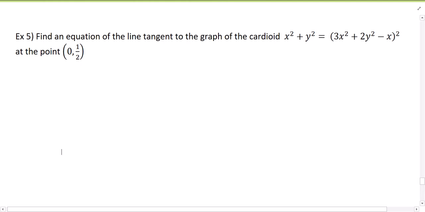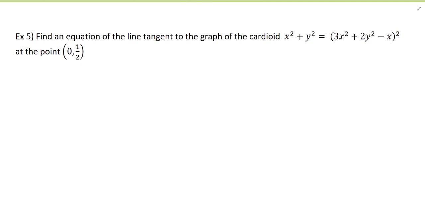Hi there, in this video we're going to continue our discussion of implicit differentiation, so we'll continue with two more examples. This is part 3 of that video series. So our example here: find an equation of the line tangent to the graph of the cardioid x squared plus y squared equals that other quantity squared at the point (0, 1/2).